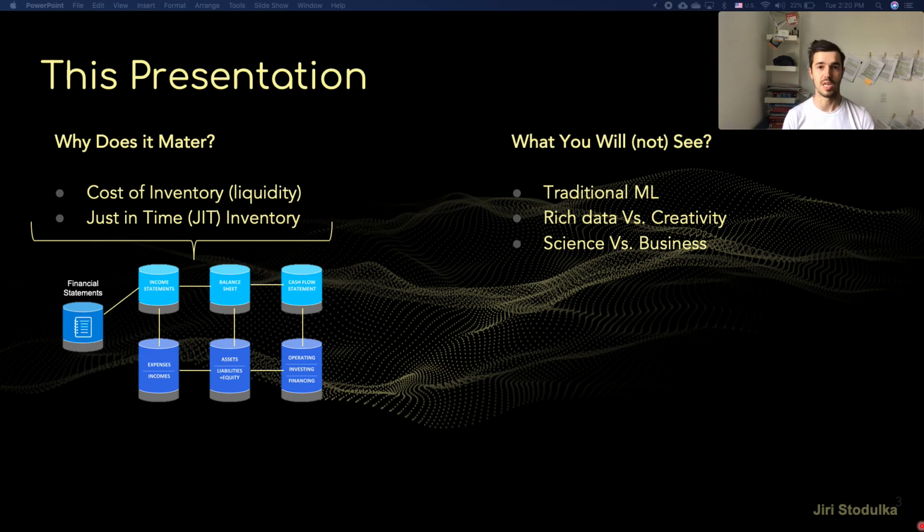What you will see in this presentation. As I told you, the data was not perfect for this project. On the other hand, I came up with a very innovative, or not very innovative, but maybe a creative way to solve this issue. And I rather focus on the business side of this project rather than applying only a scientific approach.